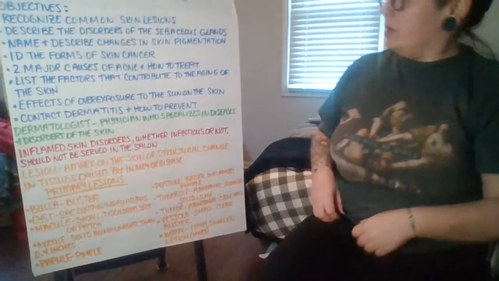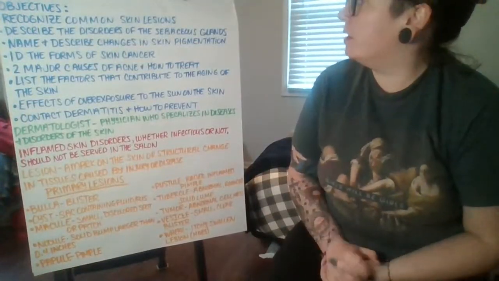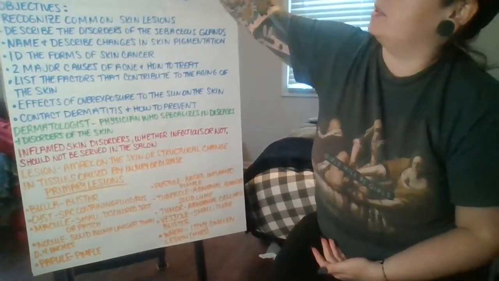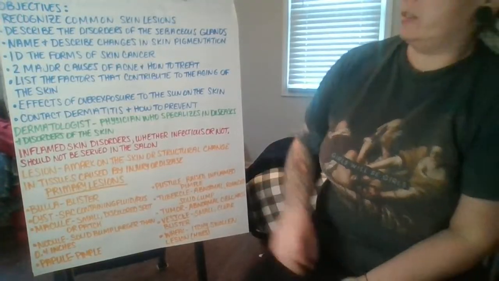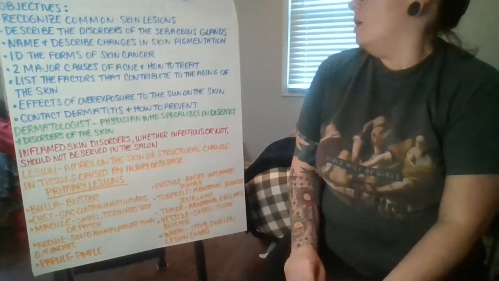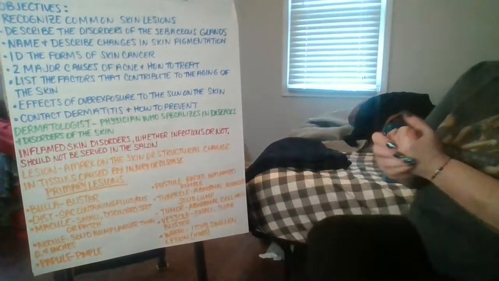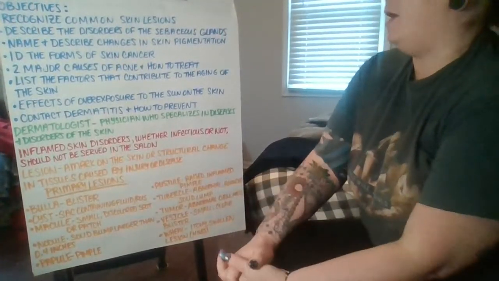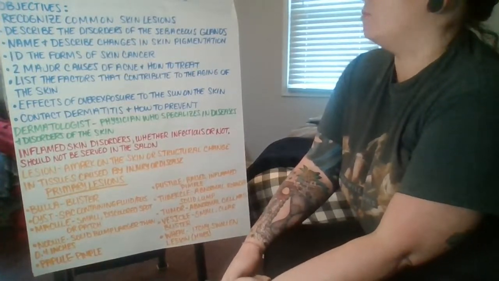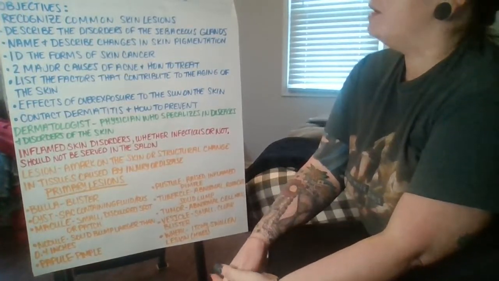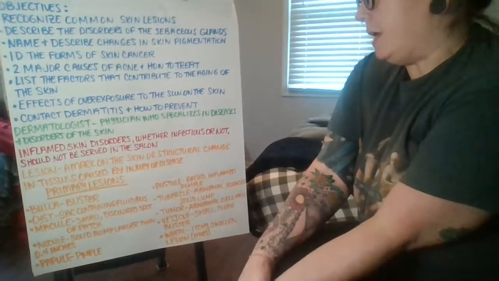Okay, so this is chapter 8. It's the chapter in the Milady Standard Cosmetology book on skin disorders and disease. By the end of this chapter, you'll be able to recognize common skin lesions as well as describe the disorders of the sebaceous glands, name and describe changes in the skin pigmentation, identify forms of skin cancer.